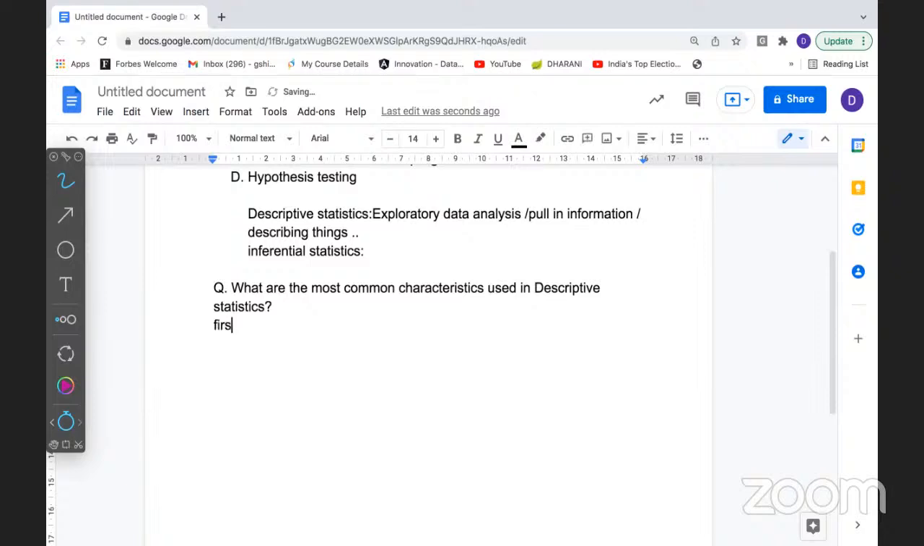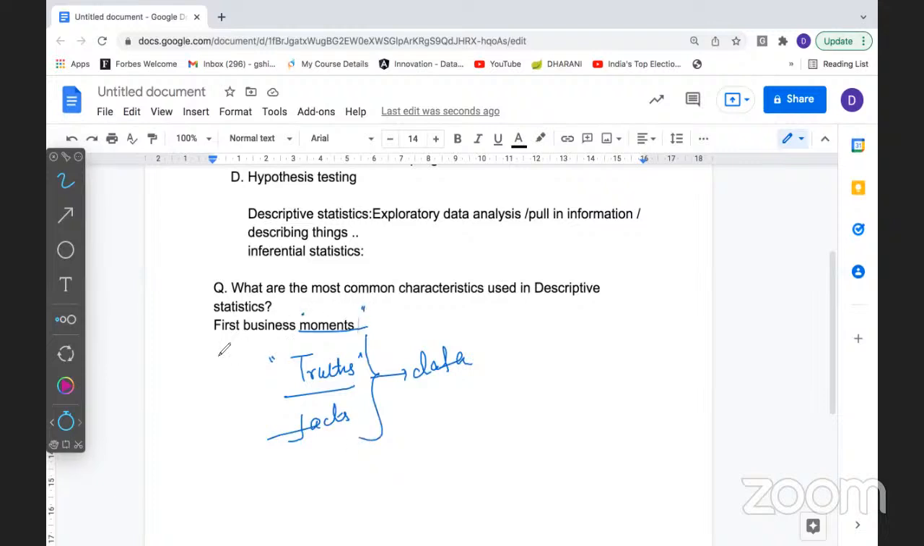There is nothing but here, first, business moments. So first of all, you should understand what is the meaning of moment, right? When we talk about moments, they are nothing but truths, or the facts, with respect to data. You call them as moments.